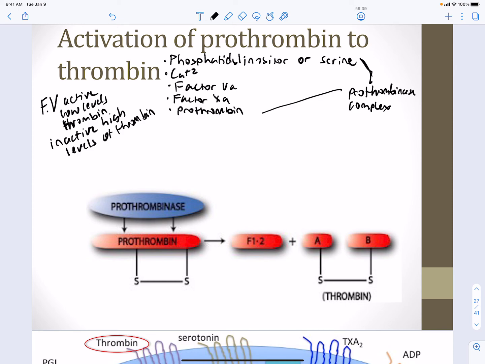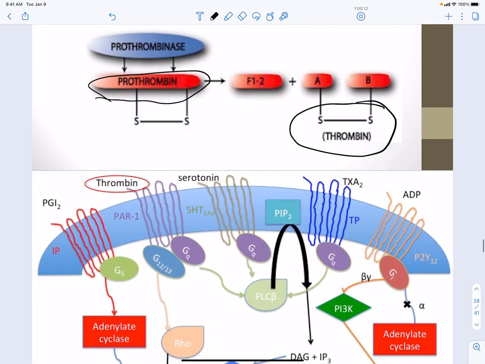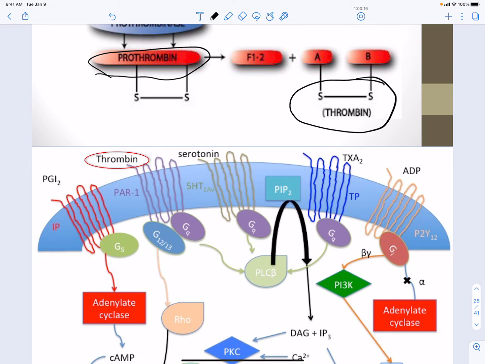Factor 5A is going to bind to specific receptors on the surface of activated platelets and forms a complex with factor 10A and prothrombin. So here you have your prothrombinase complex binding to prothrombin, shown here. Within the complex, your prothrombin is going to be cleaved twice by factor 10A, and it generates a two-chain active thrombin, A and B, which are held together by a single disulfide bond. So in this case, now we have thrombin.